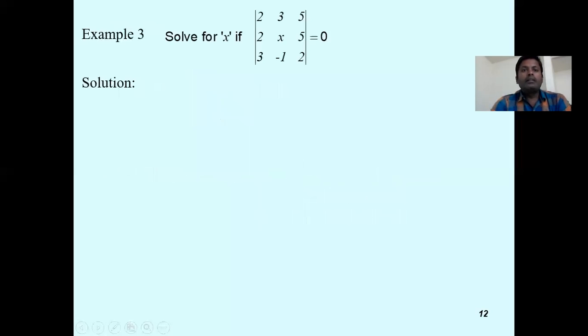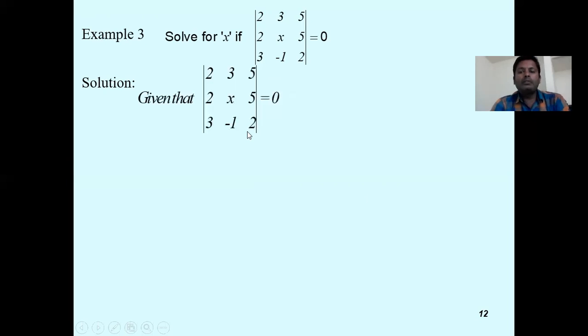Now, example: solve for x. Solve for x if the determinant with rows 2, 3, 5; 2, x, 5; 3, minus 1, 2 is equal to 0. Now we find the solution. Given that the determinant is equal to 0.